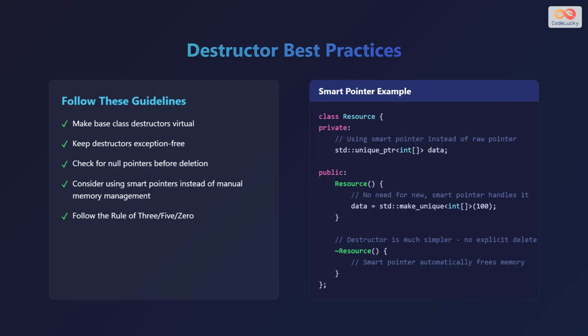Here's a brief look at the code example for each of the pitfalls described. For the first pitfall, the base class pointer points to the derived class object. However, since the base class destructor is not virtual, when delete PTR is called, only the base class destructor is called and not the derived class destructor.